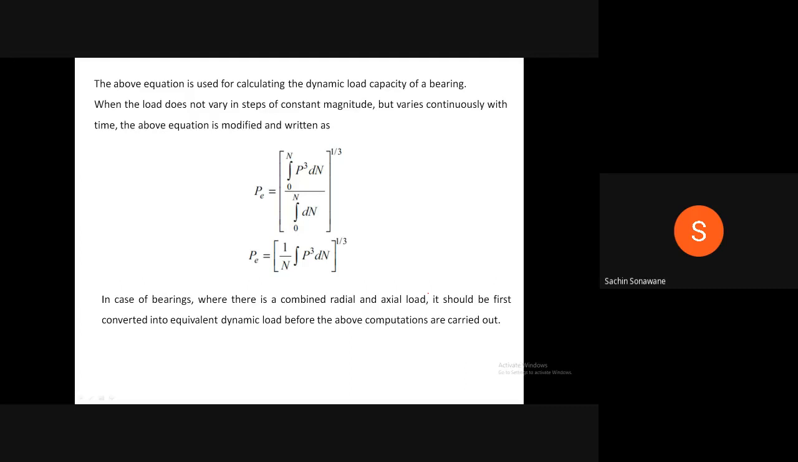The above equation is modified and written as Pe is equal to integration from 0 to n P cube dn divided by integration from 0 to n dn, raised to 1 by 3. Therefore, Pe is equal to (1 upon n into integration of P cube dn) raised to 1 by 3. In case of bearings where there is a combined radial and axial load, it should be first converted into equivalent dynamic load before the above computations are carried out. Now, based upon this, we will solve the example. Therefore, please write down the example.